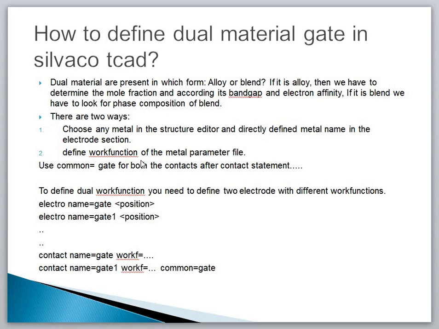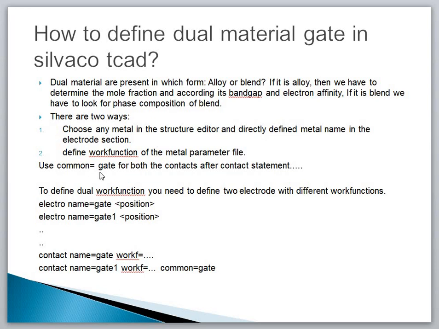Dual material gates are present in which form? It will also depend on alloy or blend. If it is alloy, then we have to determine the mole fraction and accordingly its band gap and electron affinity. If it is blend, we have to look for the phase composition of the blend also. There are two ways. If it is alloy, choose any metal in the structure editor and directly define the metal name in the electrode section. Second, define the work function of the metal parameter. You can use the metal name directly in the code or you can use the value of the work function.